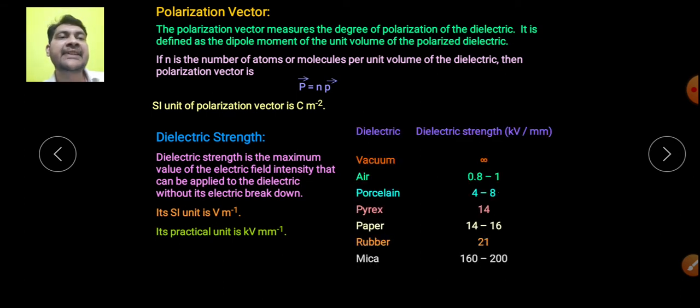So there are some dielectrics and their respective dielectric strengths. For vacuum, it is infinity. So infinite amount of electric field can be applied across vacuum without its electrical breakdown, because there is no medium, so no breakdown takes place. In case of air, the dielectric strength is 0.8 to 1 kilovolt per mm. And for different substances, the values are written. You can see from this table.